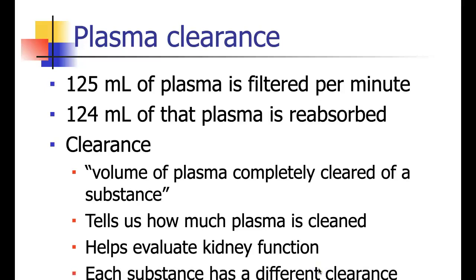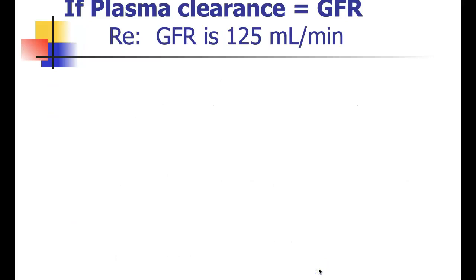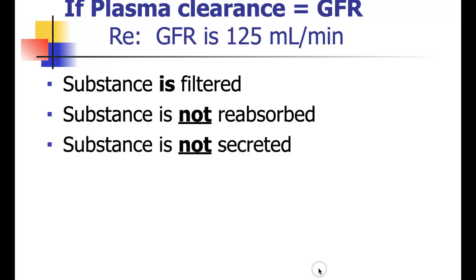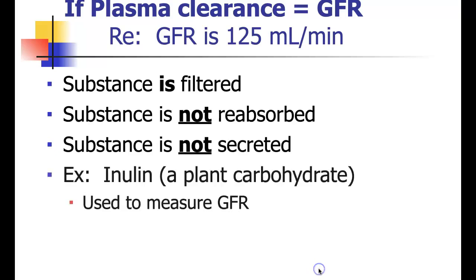We measure clearance depending on the substance. So each substance is going to have a different clearance. It's going to depend on how long it takes the kidney to clear that particular substance. Okay. So let's think about this: if plasma clearance is equal to GFR, we said that GFR, glomerular filtration rate, is about 125 milliliters per minute. So if a substance is filtered and is not reabsorbed and is not secreted, then it's going to equal this.